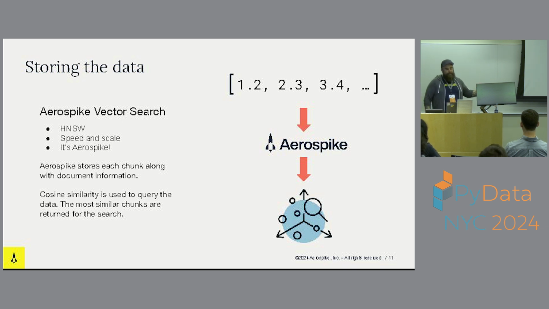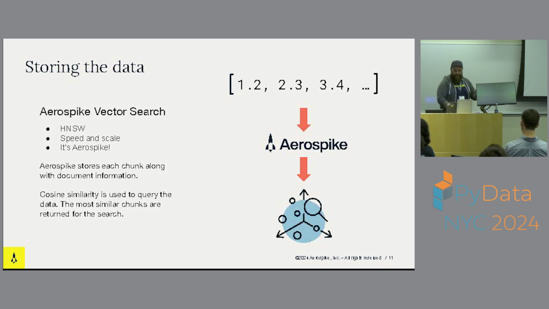And we're using Aerospike because it's Aerospike, and also it's super fast. As you'll see towards the end of this, we are able to achieve some pretty amazing search times because of the way that we're able to access this data incredibly quickly.